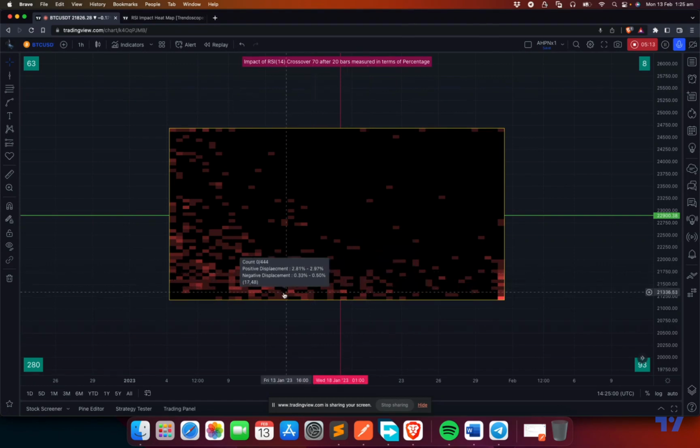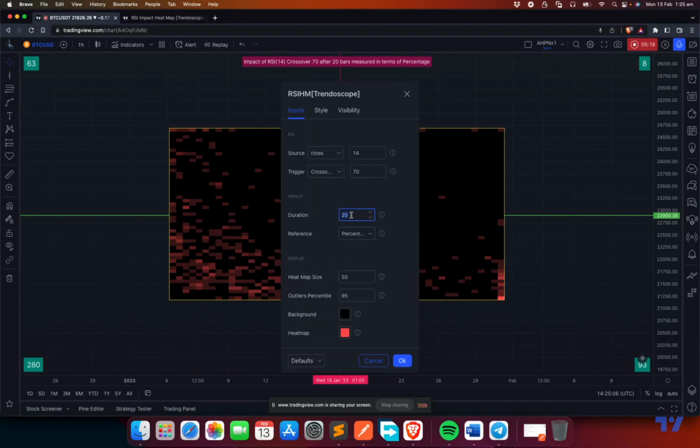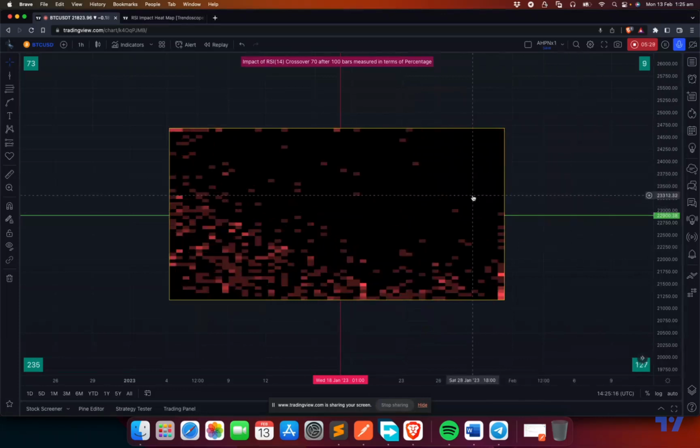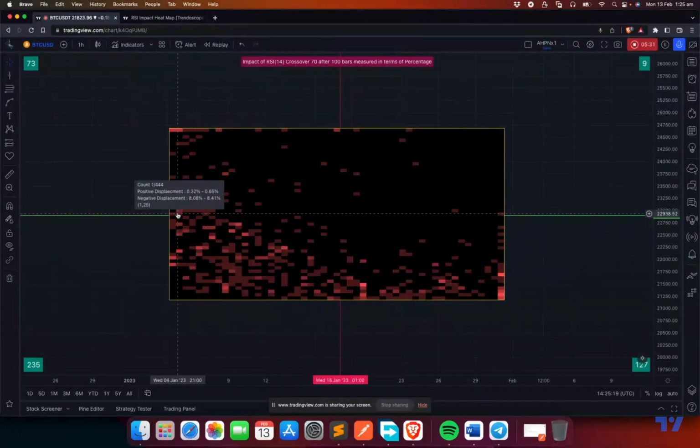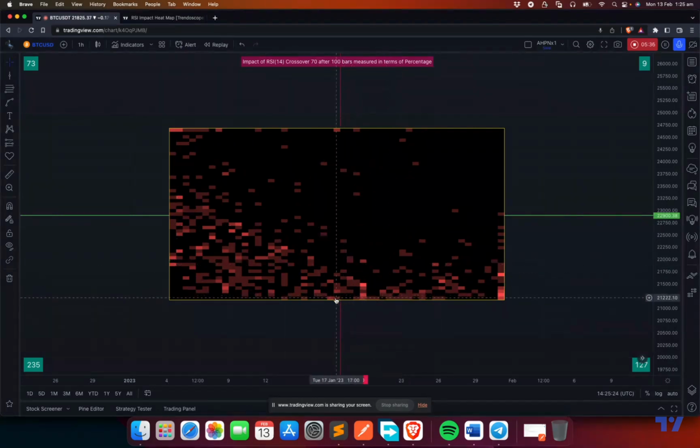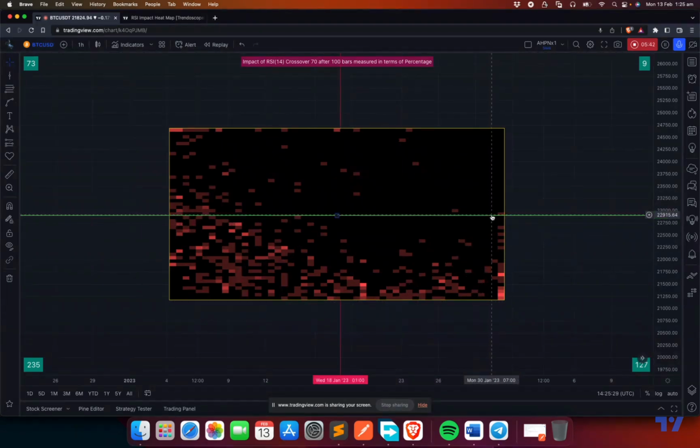And if you want to increase the duration, let's say your trading duration is more than 20 bars, you can actually make it 100 bars. Not 1000, 100 bars. If you do that, it will capture the information based on that: after 100 bars, what is the maximum price displacement on the positive side and negative side. Both are captured here. You can see that this quadrant has a little bit higher number now after 100 bars.